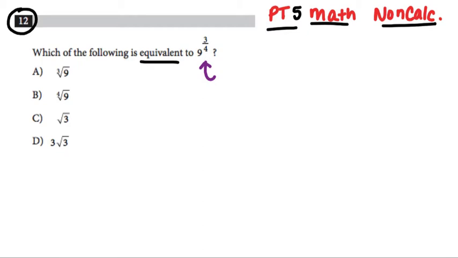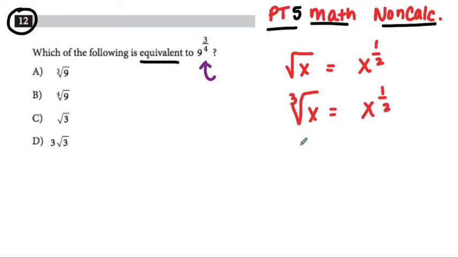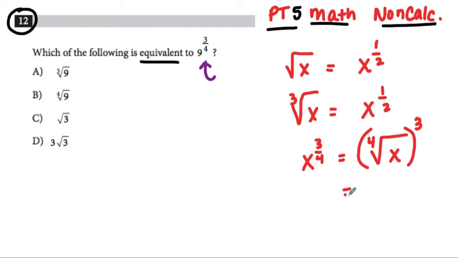And hopefully from your Algebra 2 class, you remember that if I gave you the square root of x, another way to write that is x to the 1/2. If I gave you the cube root of x, another way to write that would be x to the 1/3. And if I gave you x to the 3/4, another way to write that would be the 4th root of x cubed. These are all equivalent expressions to x to the 3/4.